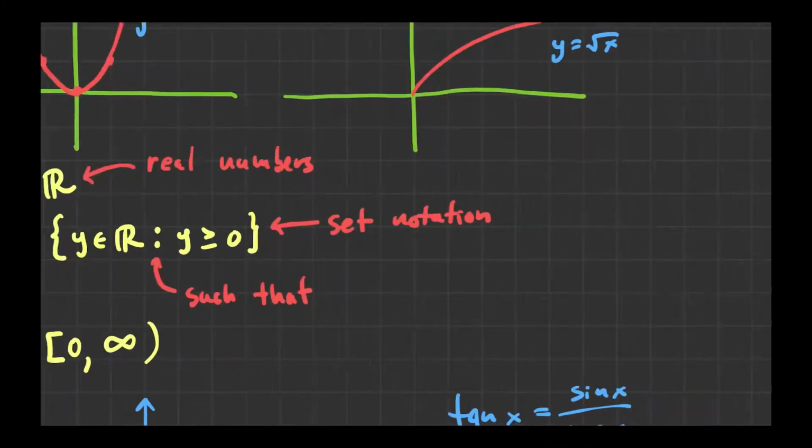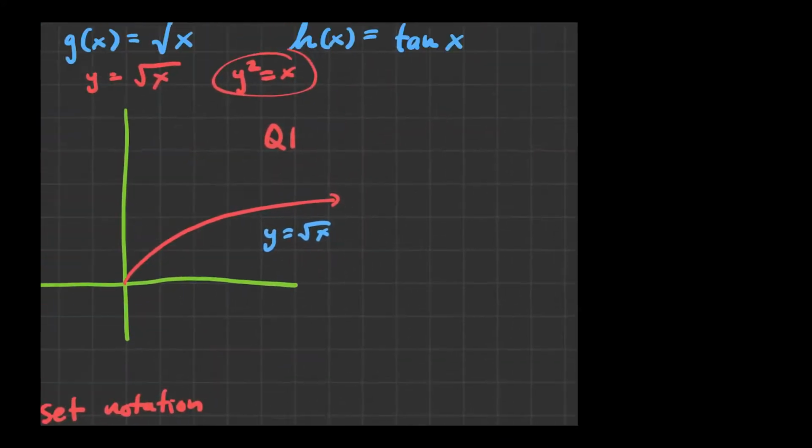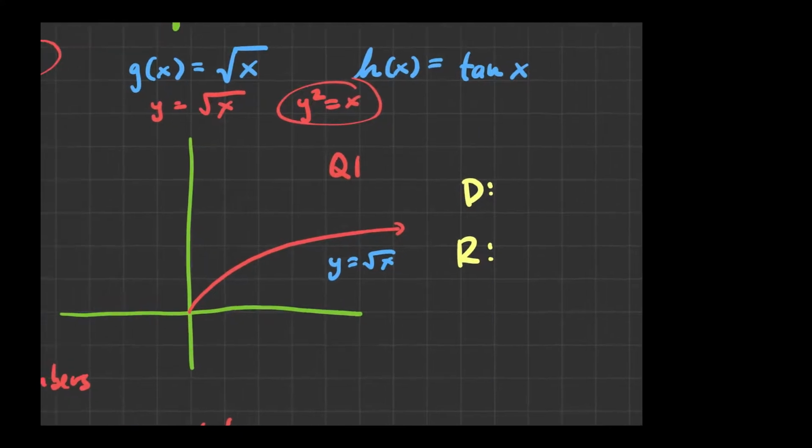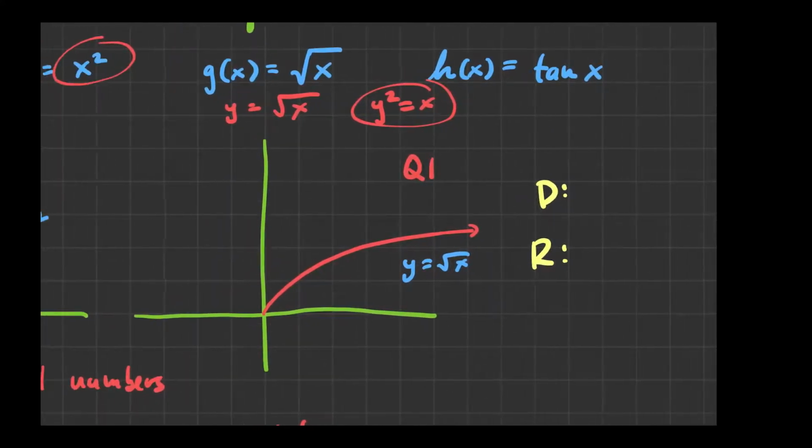So that's our range. Okay, what about this next one? Let's worry about our domain and range here. So domain and range. Do we have any negatives in our domain?